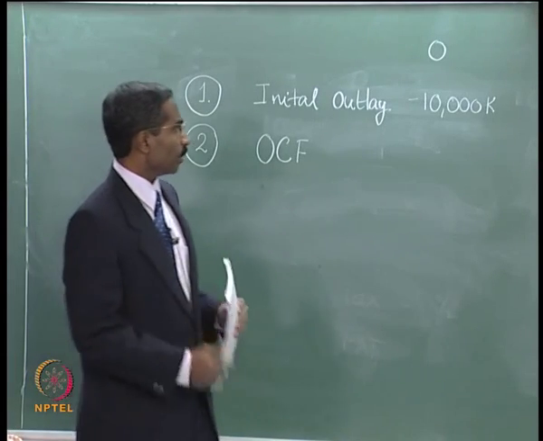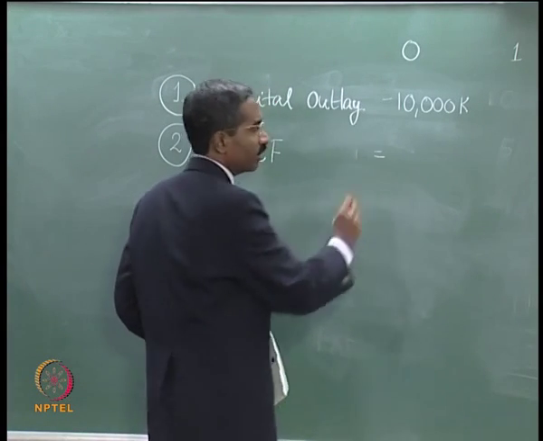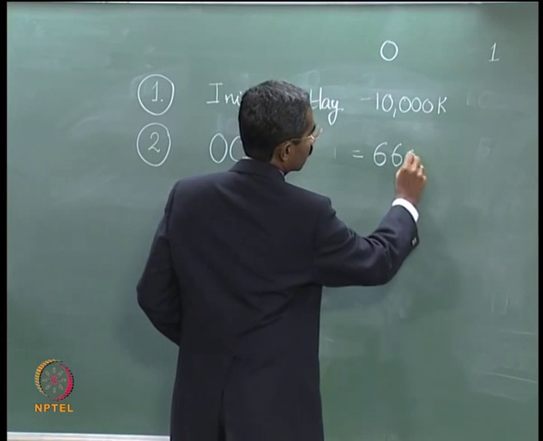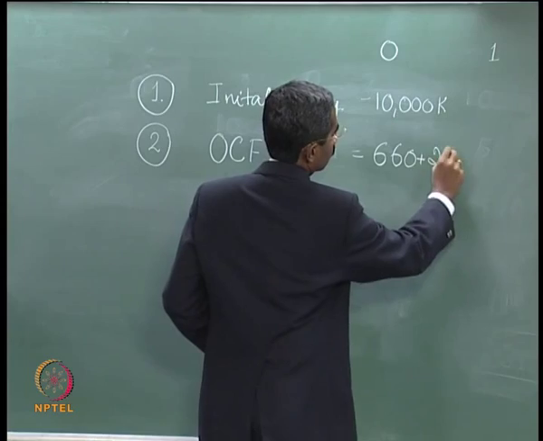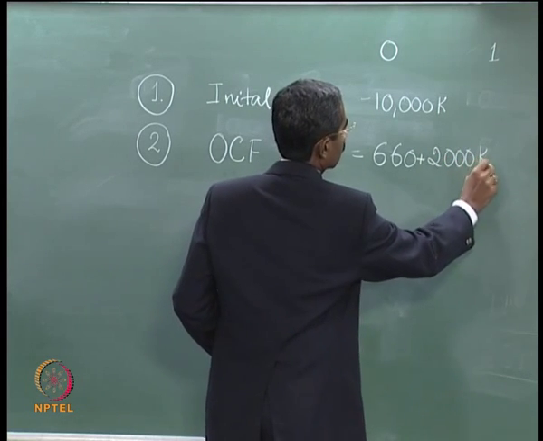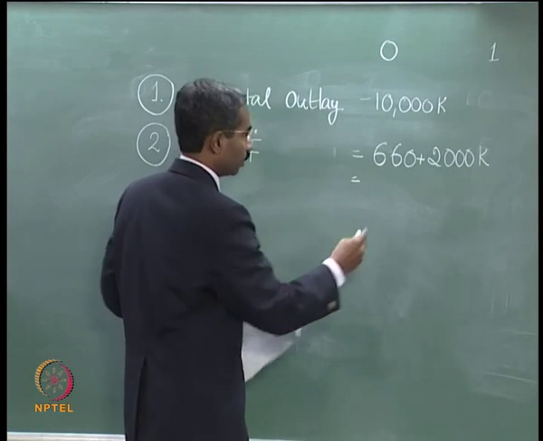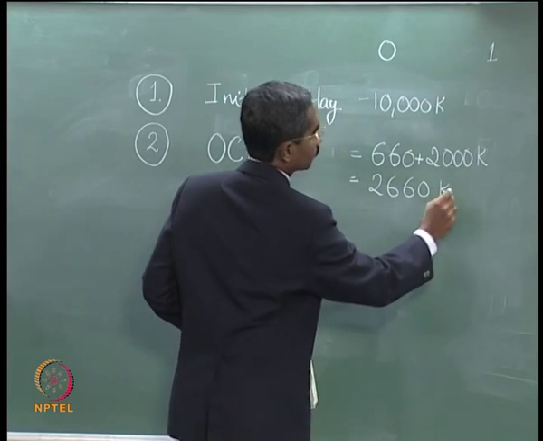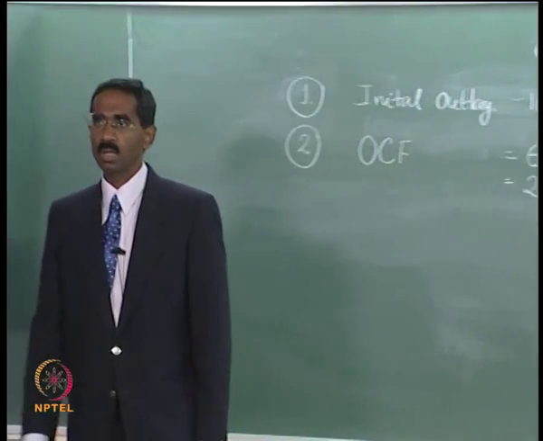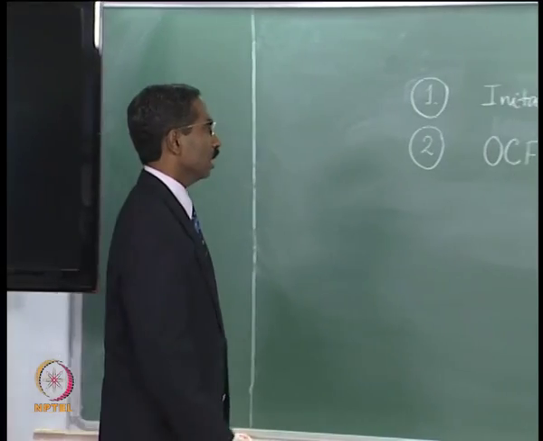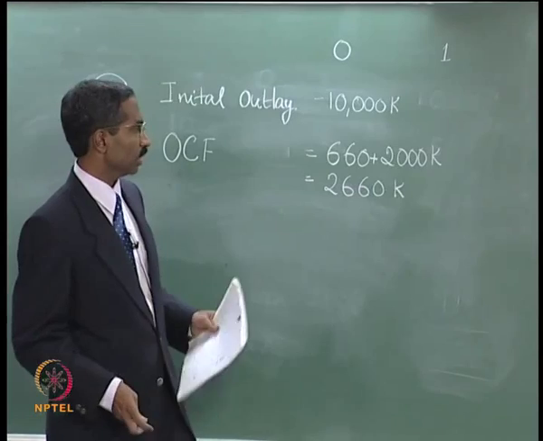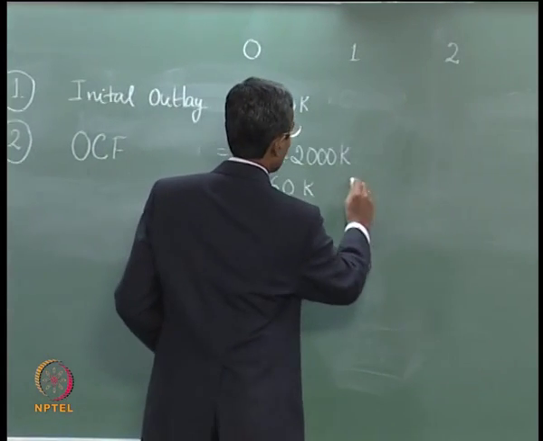See, operating cash flows are nothing but the profit after tax plus depreciation. So, this will be 660 plus 2000K, and this will be 2660. So, now we can actually, using the same procedure, calculate the operating cash flows for the remaining years.